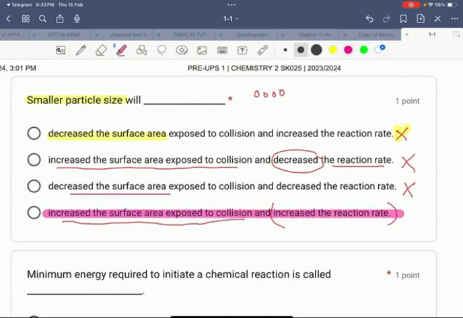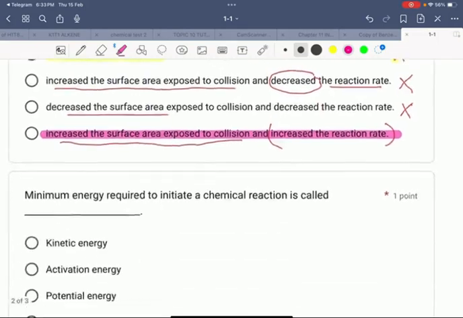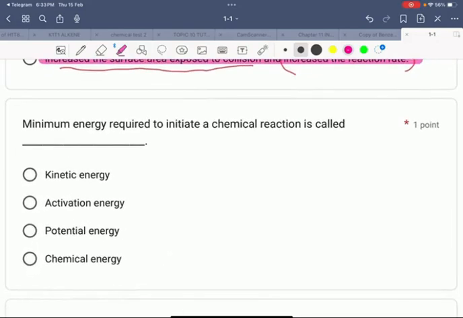Okay, something like sugar, smaller sugar, gula pasir, the fine sugar, if we stir and mix it in the solution, the reaction rate will be increased, compared to gula batu, the big sugar. Okay, next: the minimum energy required to initiate a chemical reaction is called activation energy.